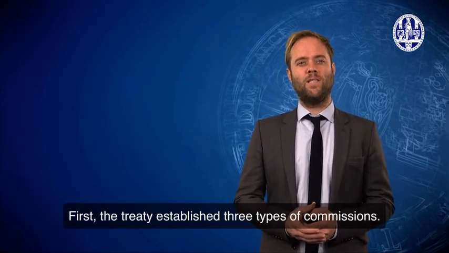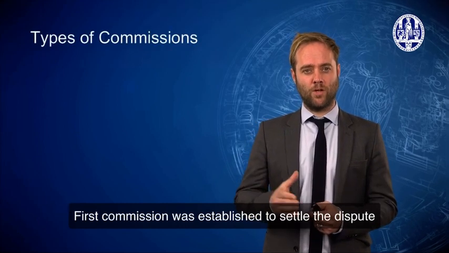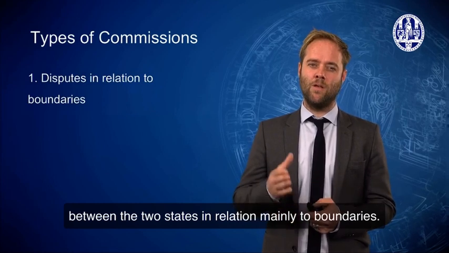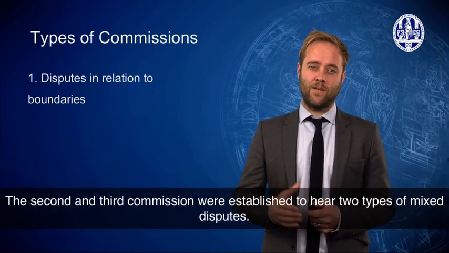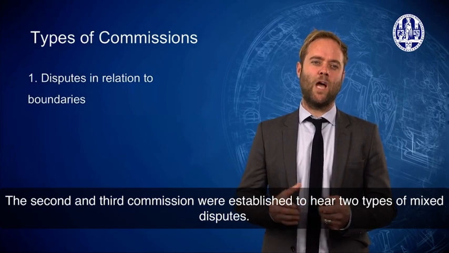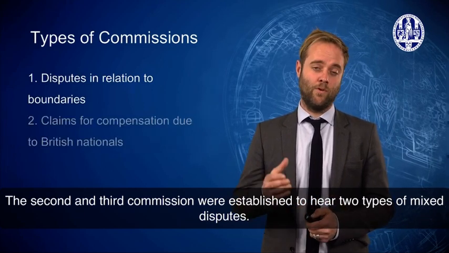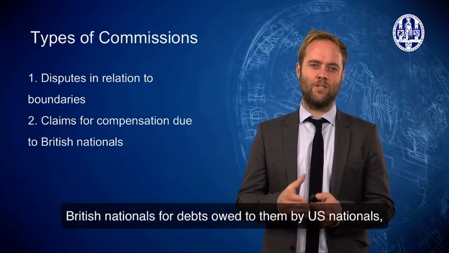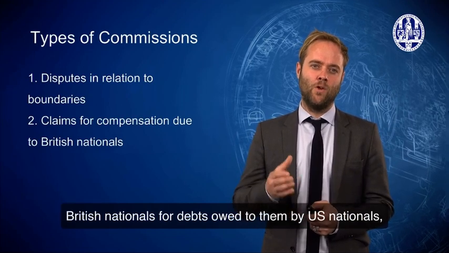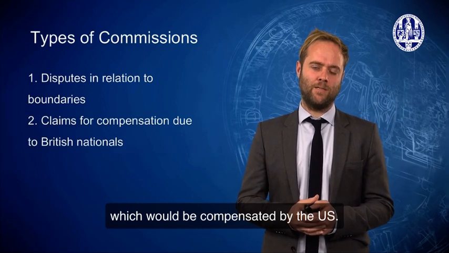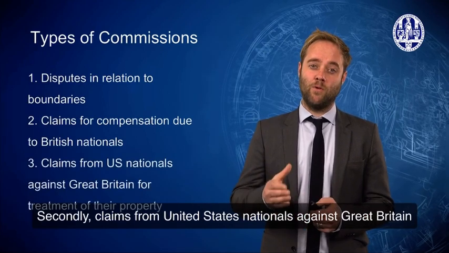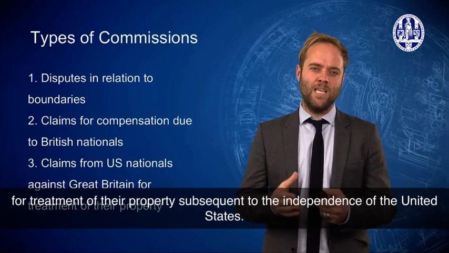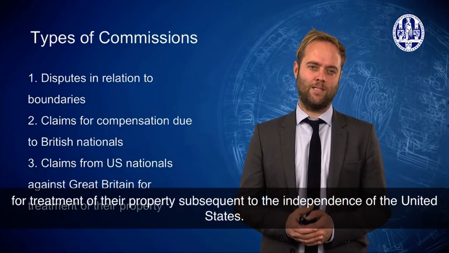First, the treaty established three types of commissions. A first commission was established to settle the dispute between the two states in relation mainly to boundaries. A second and third commission were established to hear two types of mixed disputes. First, claims for compensation due to British nationals for debts owed to them by US nationals, which would be compensated by the US. Secondly, claims from United States nationals against Great Britain for treatment of their property subsequent to the independence of the United States.